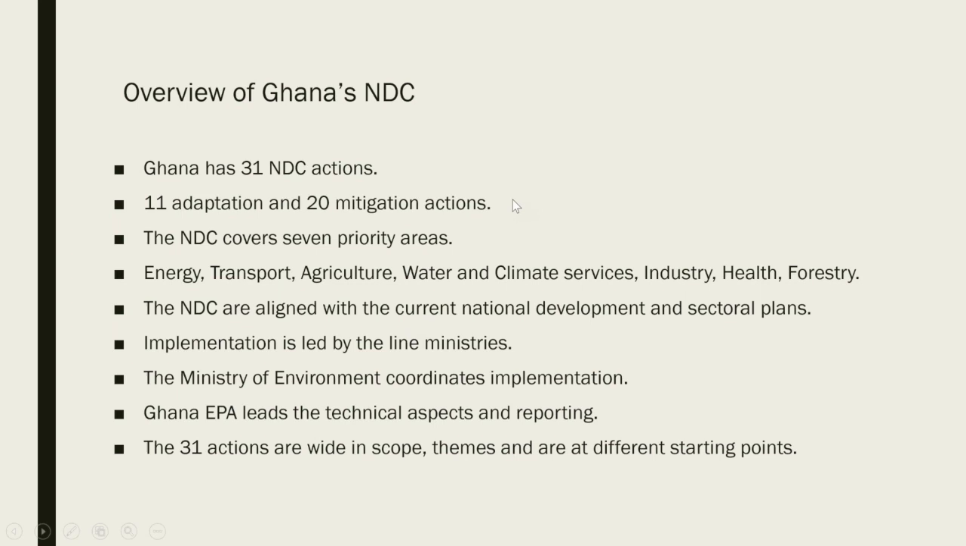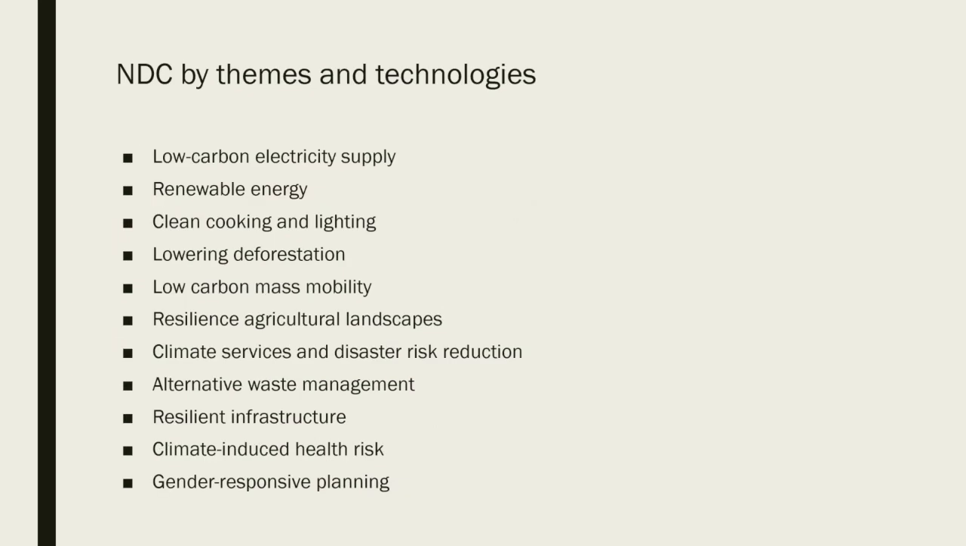The other issue has to do with the fact that the NDCs can also be reflected in terms of themes. For example, the 31 actions can be seen in terms of the areas that they cover. We have a set of NDCs that focus on promoting renewable energy, clean cooking, and low deforestation. There are some that look into promoting resilient infrastructure and others. So you can also recalibrate the 31 actions into these broad themes, and you will agree with me that these themes are the very fundamental economic development needs for the country as well. And this for us is very important.